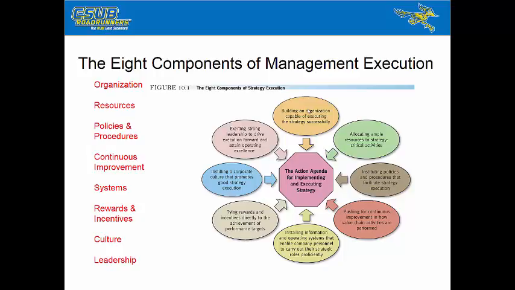What are you going to do for technology systems? How are you going to structure rewards and incentives for the people that work in the company? What kind of company culture do you want to create and instill? And how are you going to exercise leadership in your organization?